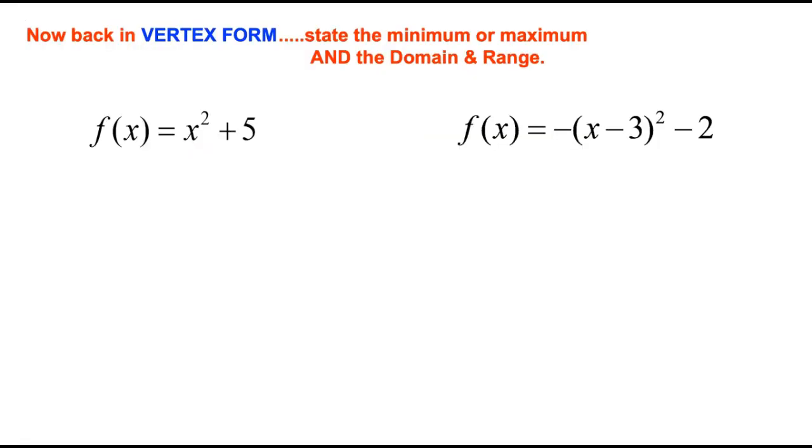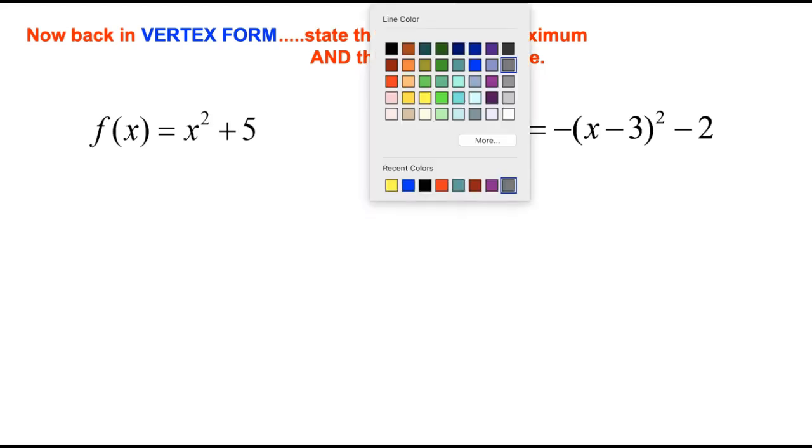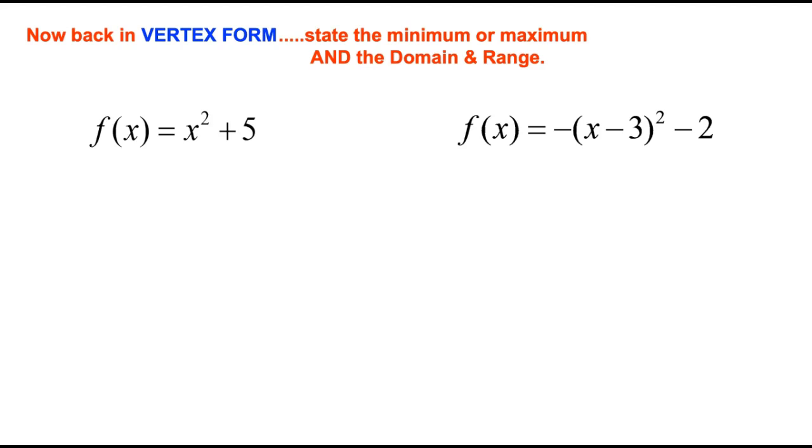Let's keep trucking along here. So now, back in vertex form. However, this first one's like, really? Is that really in vertex form? I mean, I don't know. All right, what if I write it like this? What if I go f of x equals x minus 0 squared plus 5? Then some of you are like, oh yeah, that's in vertex form.